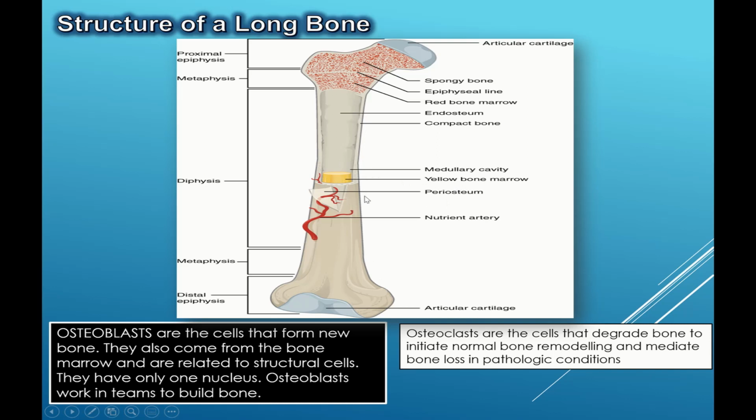Now of course, in order for that transport of nutrients to take place, we need an artery, and it's the nutrient artery which can embed all the way into the depths of the bone, so that exchange of nutrients can go forward.